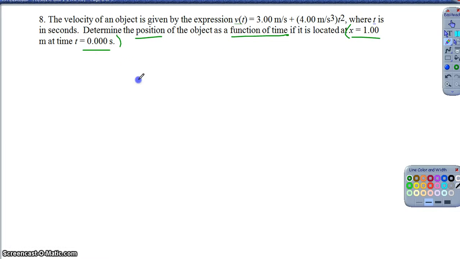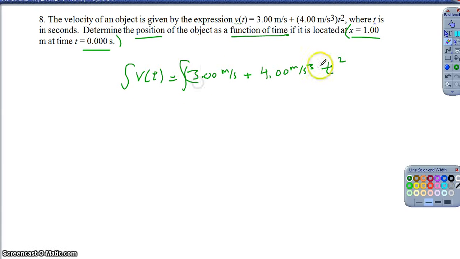So the key here is I've got the velocity function, right? It's 3.00 meters per second, and I know sometimes the units get kind of busy here. So sometimes it's easier to just drop the units, although for right now I'm going to leave them in. But anyway, this is my original function. I want to find the position function as a function of time. Well, the way to do that is to go back from velocity to position. That's where we integrate. So I'm going to take this entire function over here and I'm going to integrate it.